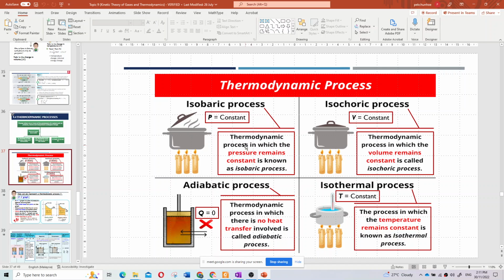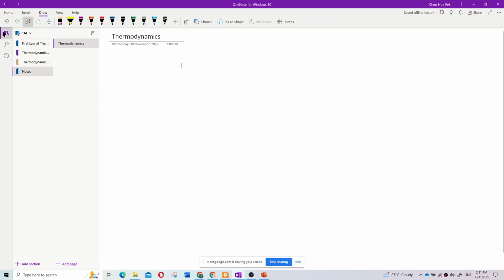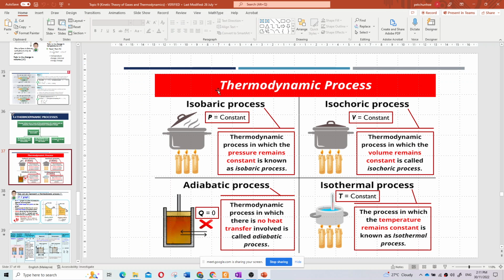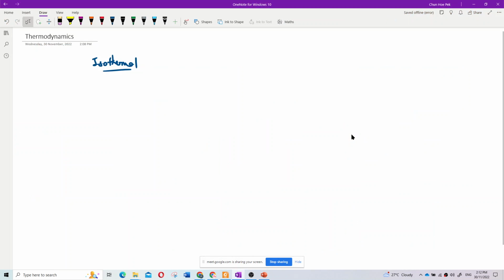I just want to write it over here. I would like to start off with the isothermal process. We have four processes: isothermal, adiabatic, isobaric, and isochoric. But I would like to start off with the isothermal process, and then later on adiabatic.